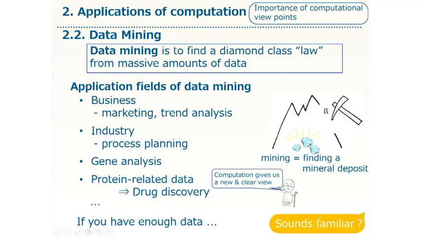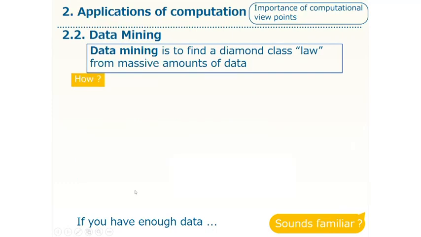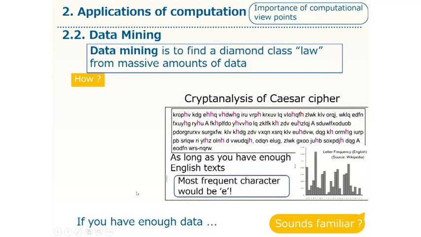Oh, you might have heard something like this somewhere. Let's recall it. Maybe this gives us a hint to understand how to conduct data mining. Yes, when we discussed the cryptanalysis of Caesar cipher, we said as long as you have enough English text to go by, you will find the most frequent character that would correspond to the letter E. Once you discover that, you will be able to tell how far the characters were shifted. That is the target key K for the cryptanalysis.